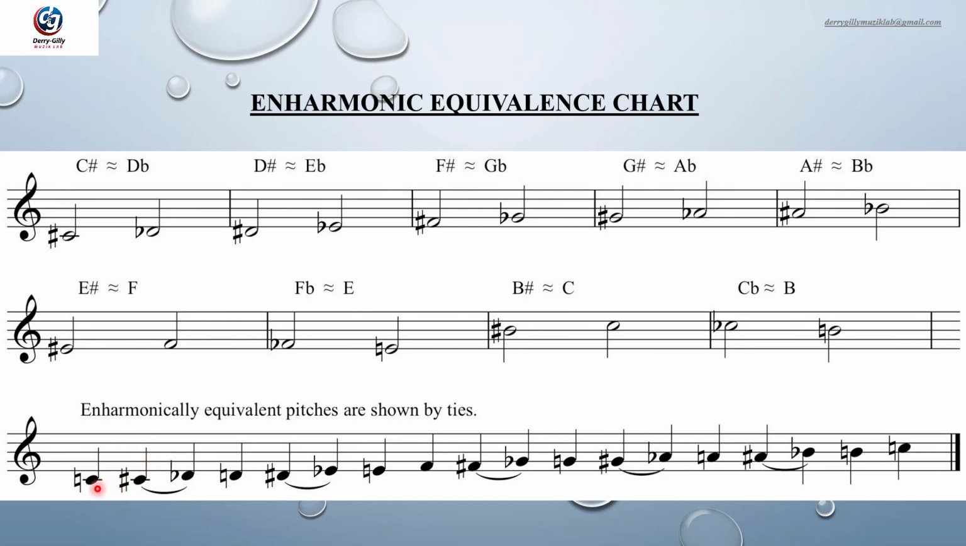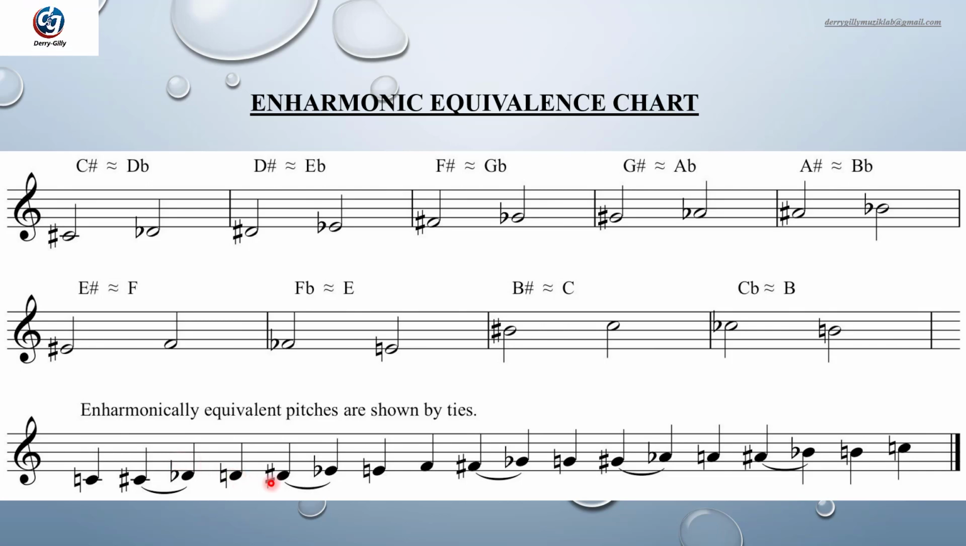So you can see that this is a C natural, but this is a C sharp, and then enharmonically this and this sound the same, but they have two different spellings. One is a D flat, one is a C sharp. D flat and C sharp are never the same, but if it is being played, they sound the same.